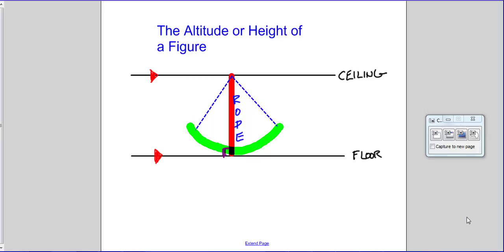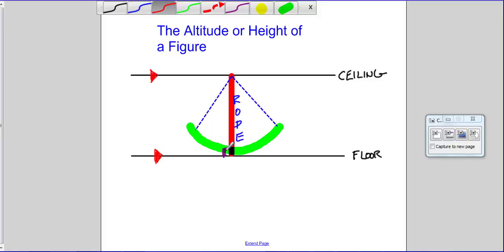Next, I'm going to talk about the altitude or height of a figure. This is an important idea in geometry and will be necessary to calculate the area of, say, a parallelogram, and later a triangle and trapezoid. So the altitude or height is the distance. So imagine I have a ceiling and floor, and they're parallel. The distance from the ceiling to the floor would be the distance if I dropped a rope straight down. That would be the altitude or height.